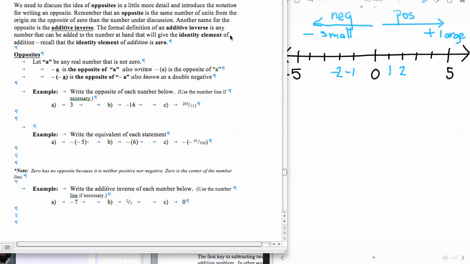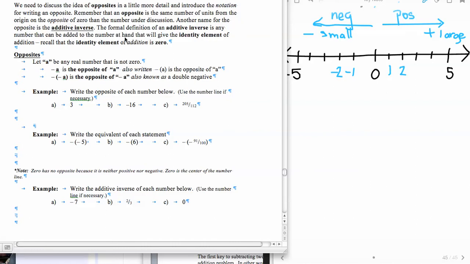This continues the discussion on section 2.3. We are discussing opposites. We already talked about the opposite being a number that is on the opposite side of 0, same distance. Well, what we need to talk about now is notation, and I would also like you to know about the additive inverse.